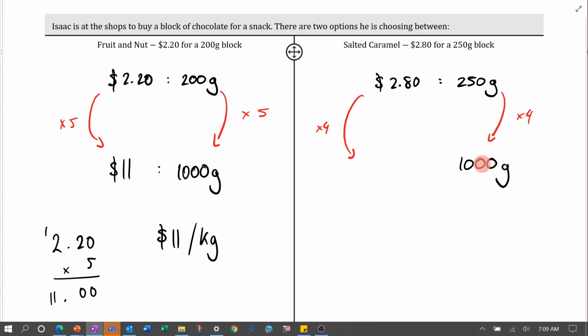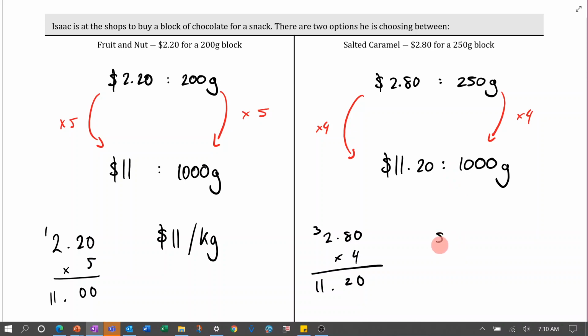Then we come over here and we do the same thing. I'm going to take 280 and times it by 4. So 280 times 4. 0 times 4 is 0. 8 times 4 is 32. So I put the 2 there. I carry my 3 across. 4 times 2 is 8. 8 plus 3 is 11. It's going to be 1120. So now I can say that this is $11.20 for 1 kilogram.